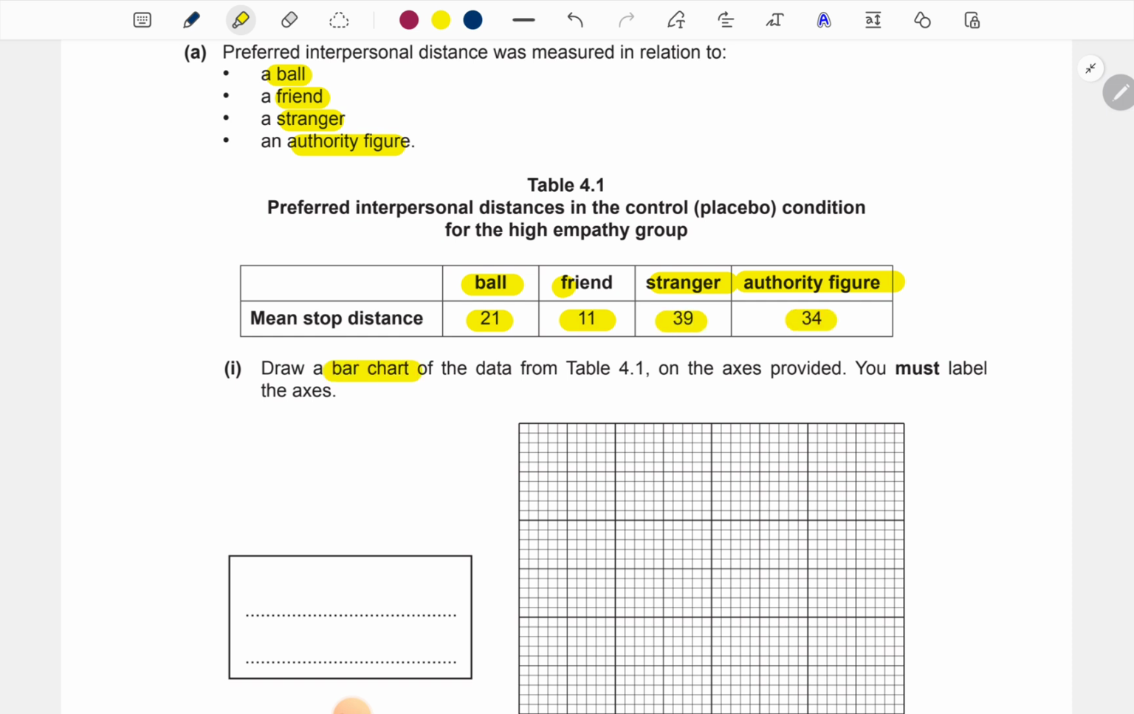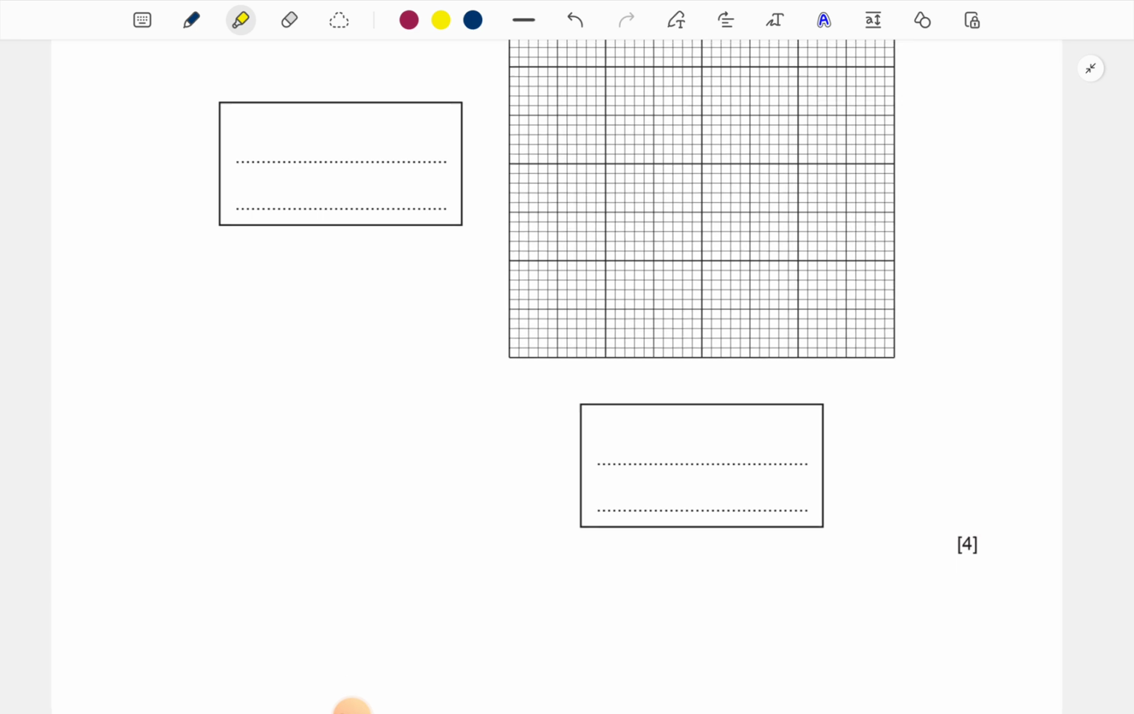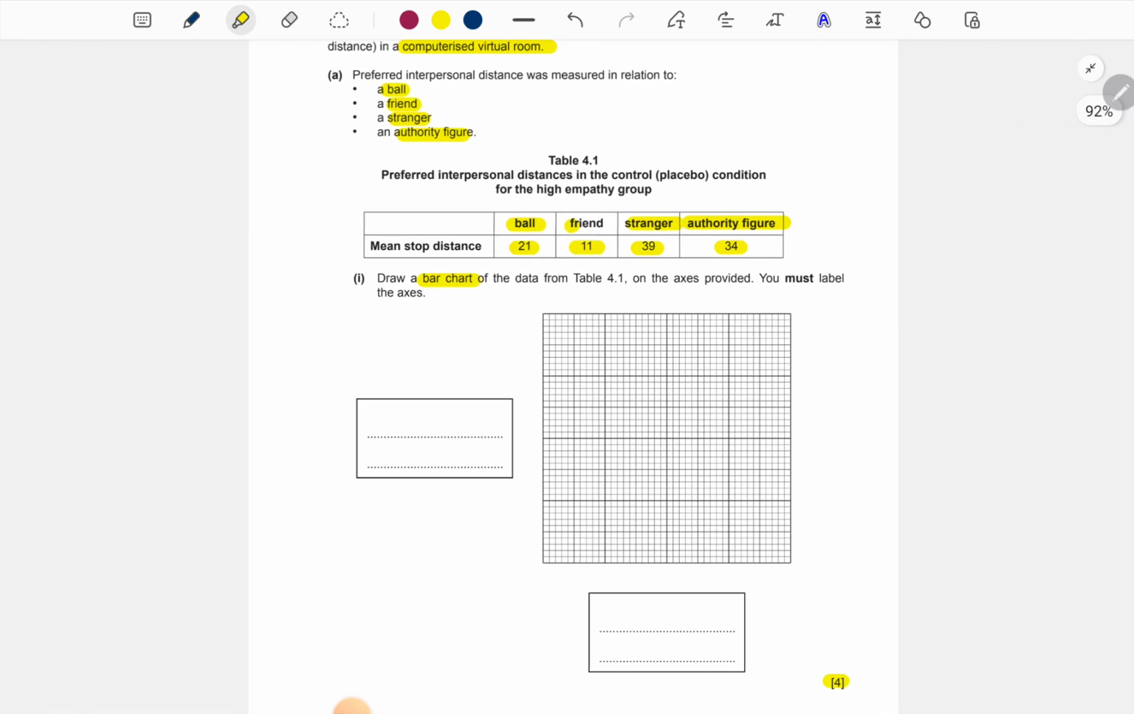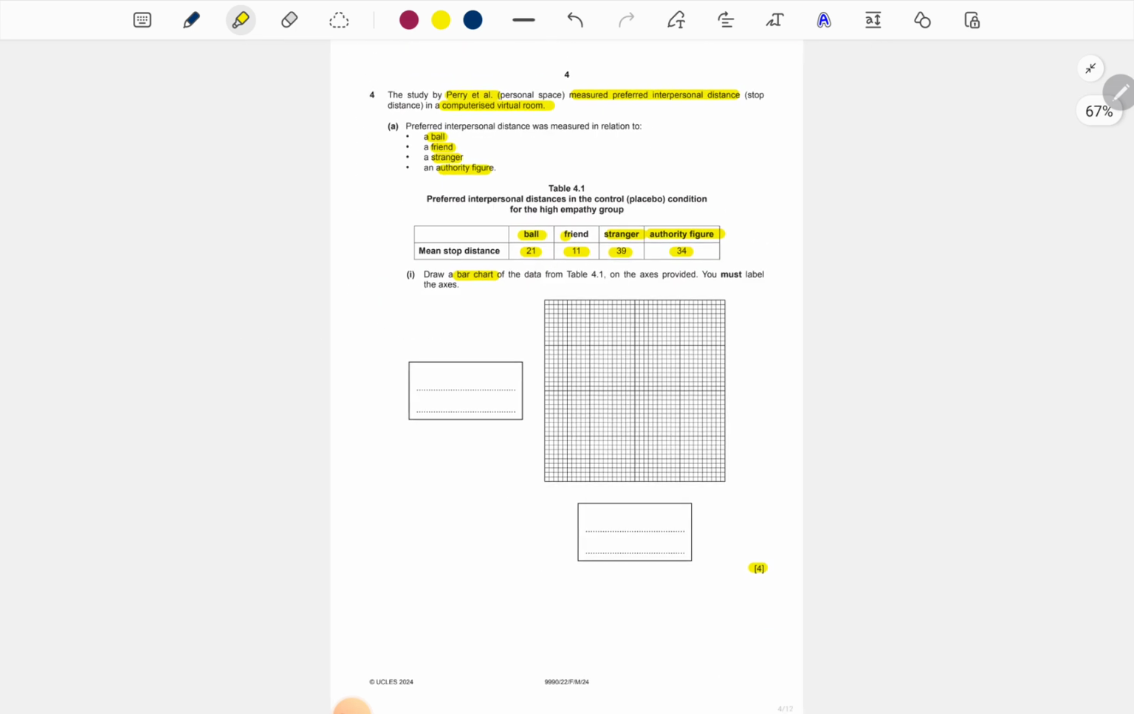So we have to draw a bar chart from the data on the table on the axis provided, and we must label the axis. Okay, this is a 4 marks question. These type of questions come for 4 marks. Students mainly worry about precision in these type of answers. Like, does my bar have to be very perfect?